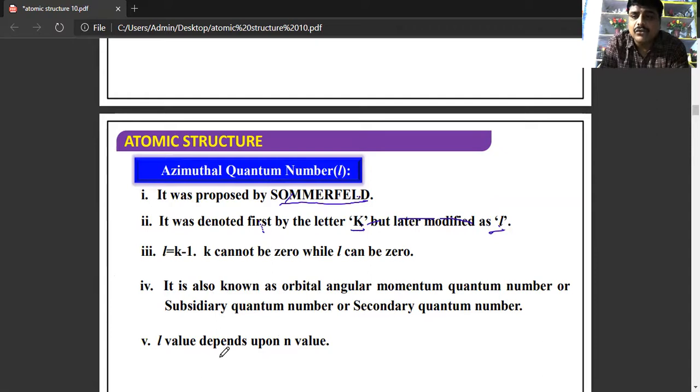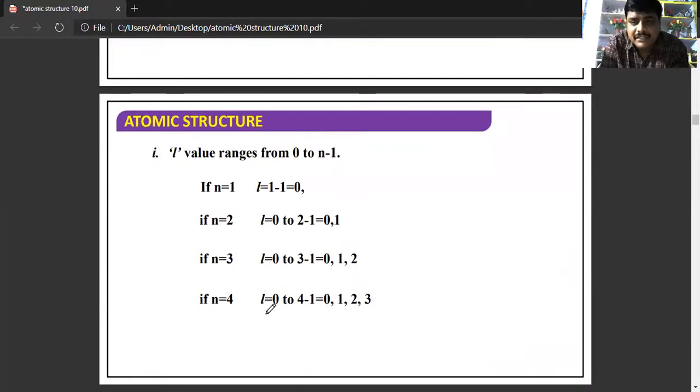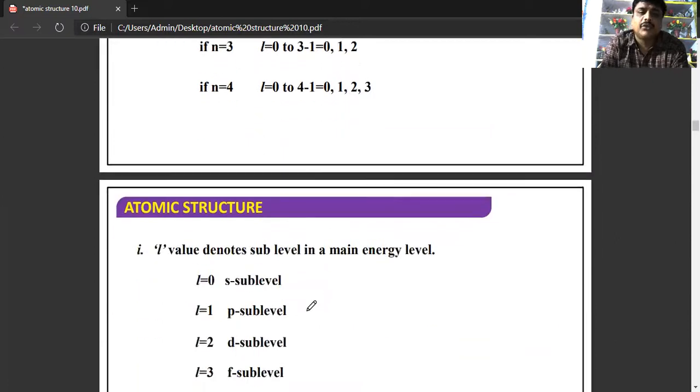The L value always depends on the n value, that is the principal quantum number. The L values range from 0 to n minus 1. If n is equal to 1, L is equal to 0. If n is equal to 2, L is equal to 0 and 1. If n is equal to 3, 0, 1, 2. If n is equal to 4, 0, 1, 2, 3, and so on.